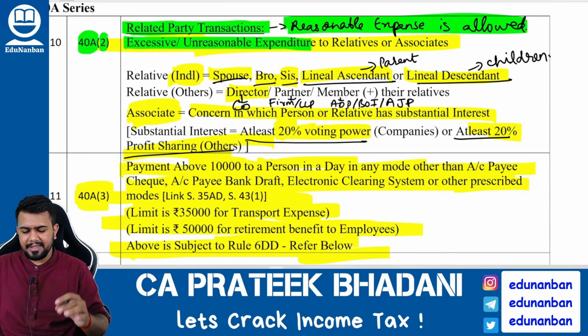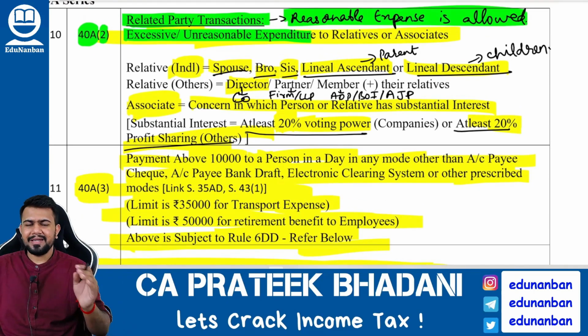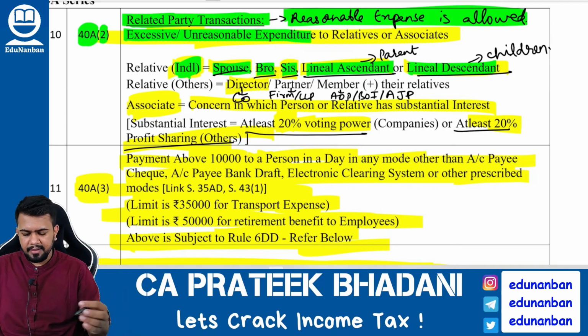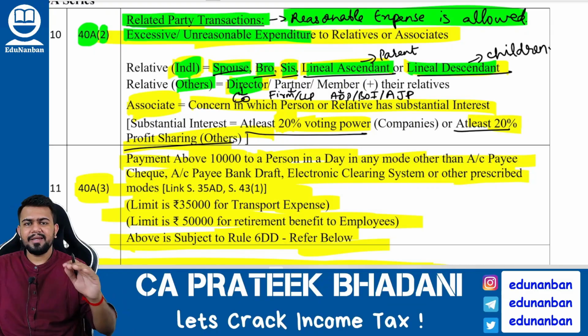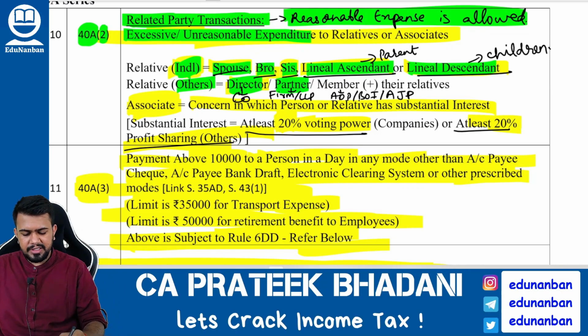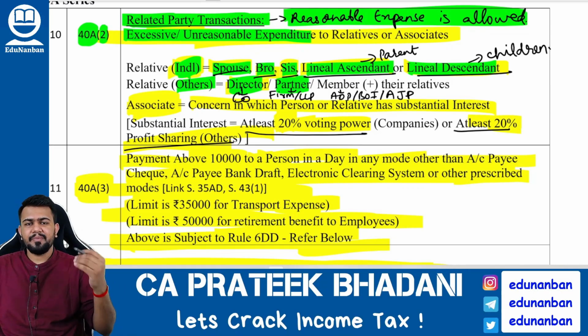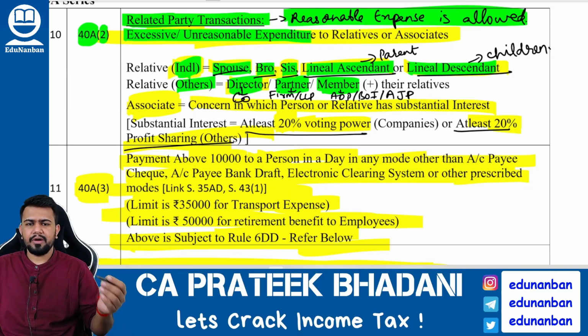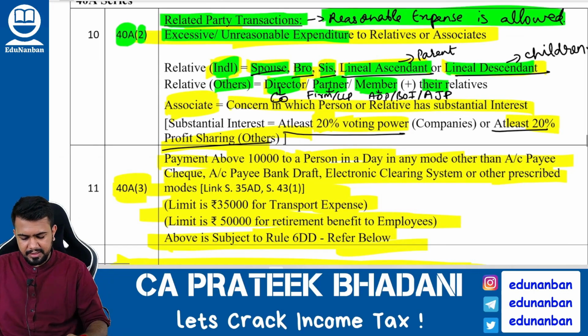Now, who is a related party? A related party can be a relative or an associate. For an individual, relative means spouse, brothers, sister, lineal ascendant or lineal descendant. For other than an individual, for a company, the relative is a director and his relatives. For a partnership firm or LLP, the relative is a partner or his relatives. For an AOP, BOI or AJP, the relative will be a member or his relatives.